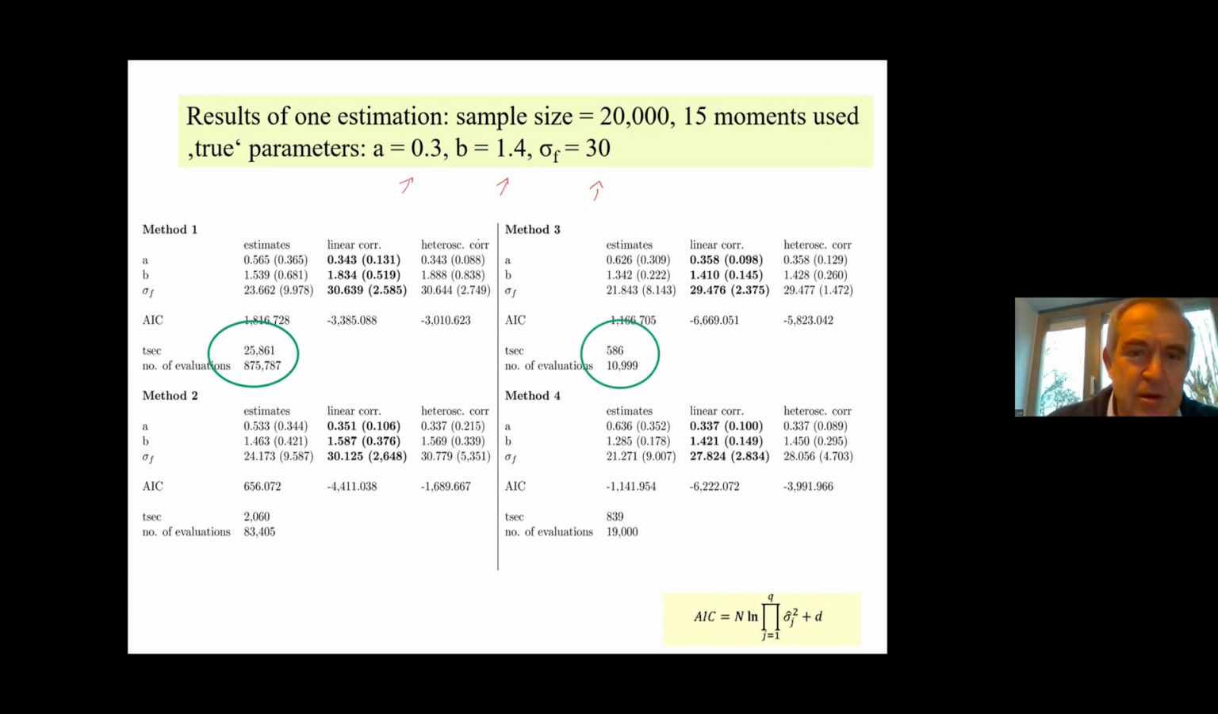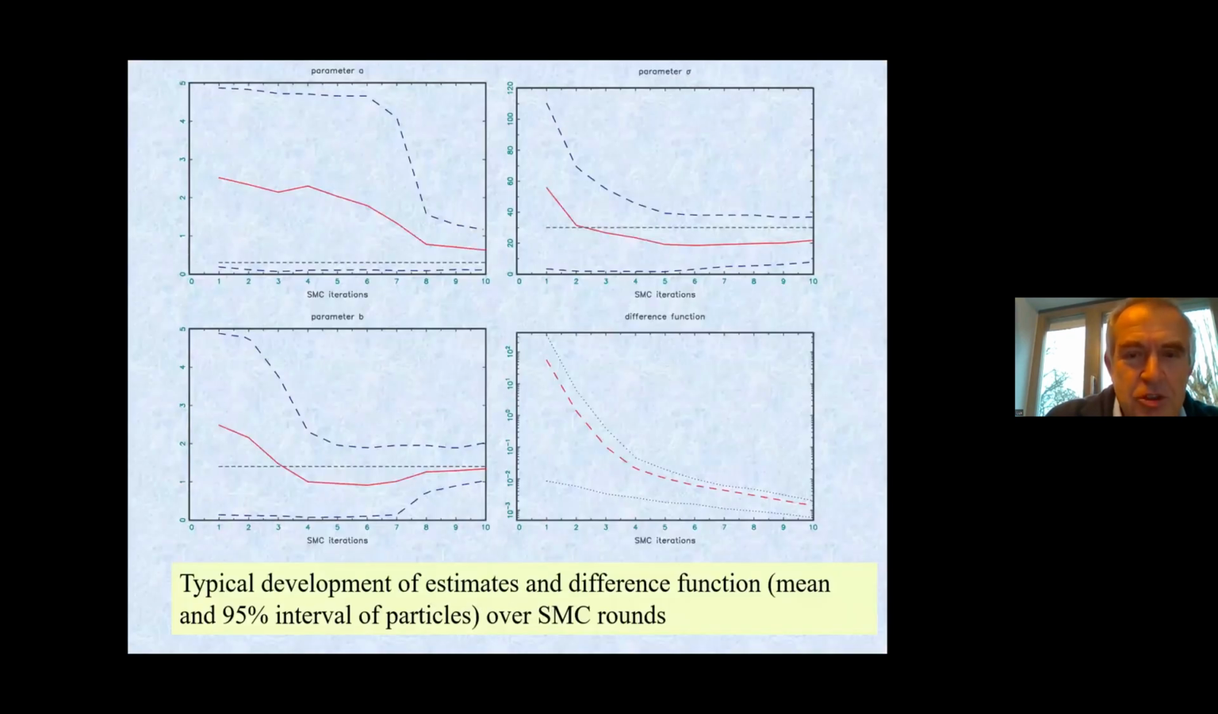What you can see is that for different models, or for different methods, I used here simply the names method 1, 2, 3, 4. Method 1 is the original one. You have very different computational needs. For this one here it's 25,000 seconds. For this one here it's only 500 seconds. So that shows the improvement, so to say, in efficiency via SMC compared to the naive approach.